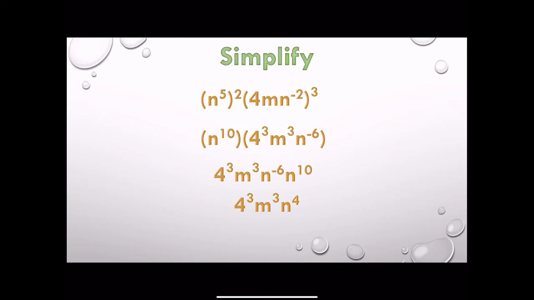Now, I'm not done. It's almost done, but I have the ability to do 4 cubed. And 4 cubed is 64. I can't do m cubed or n to the 4th. I don't know those variables yet. Now I am completely simplified.